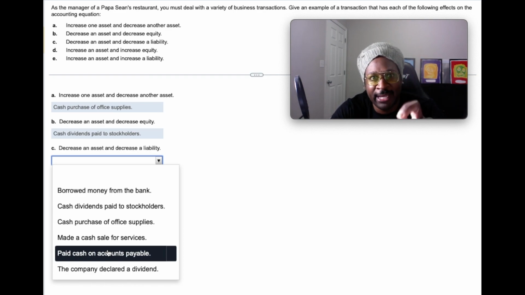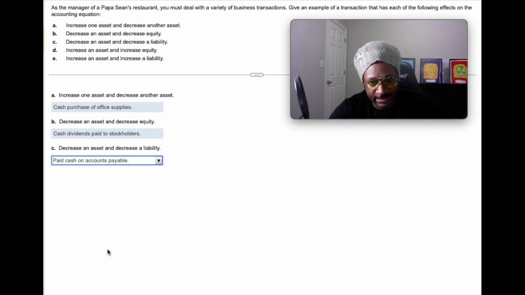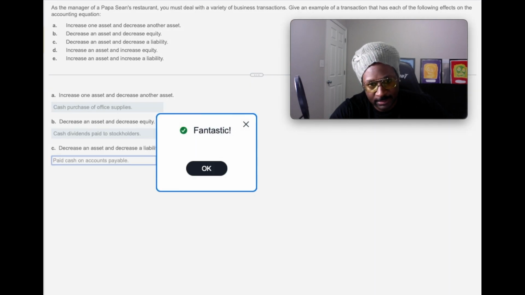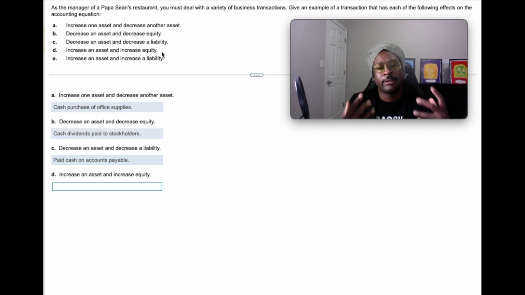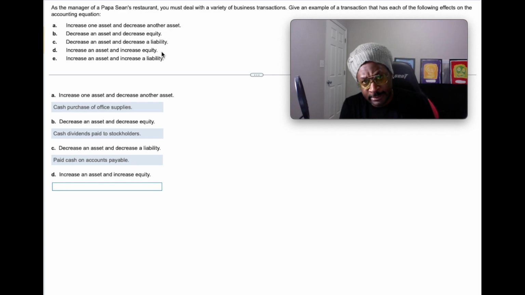Anytime the company paid, tip for the day, cash is always going down, which is an asset. And our accounts payable, last name payable, is a liability. So this is the answer, gang. Check it. Bags all day. Moving on. D, increasing asset and increase equity.